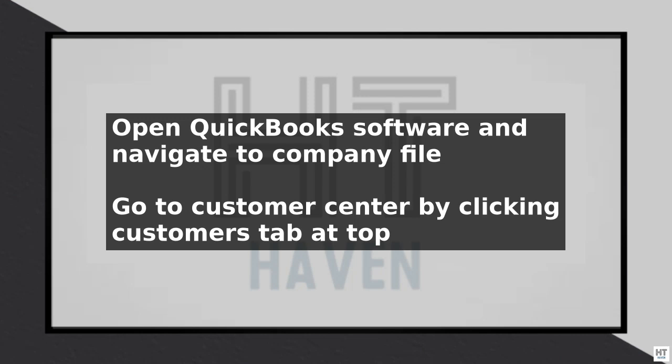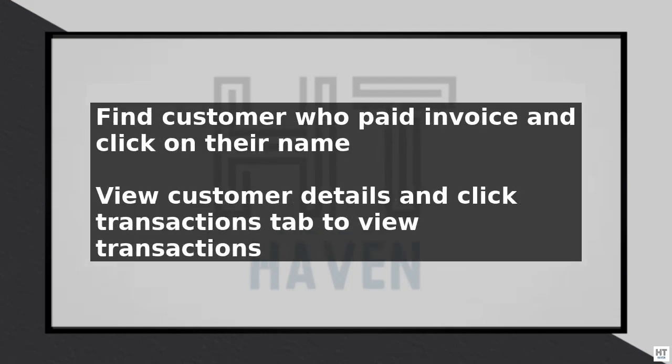In the Customer Details window, click on the Transactions tab to view all the transactions related to that customer. Find the invoice that has been paid and click on it to open the Invoice Details window. In the Invoice Details window, click on the Receive Payment button at the top of the screen.